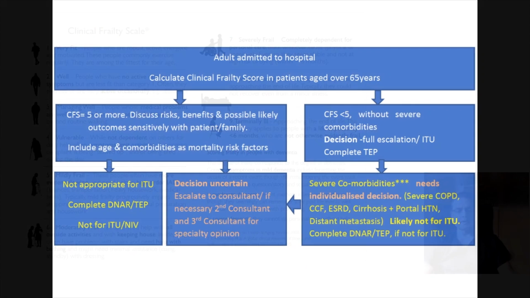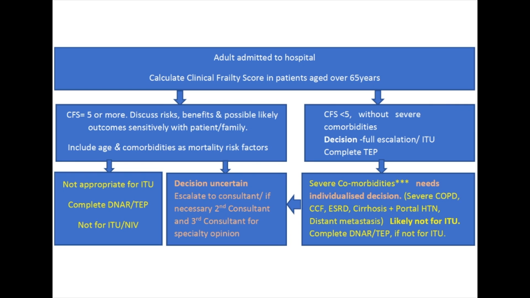So once the frailty score is calculated, then you should look at the comorbidities of these patients. Severe comorbidities like severe COPD, congestive cardiac failure, hypertension, diabetes, cirrhosis of the liver with portal hypertension, end-stage kidney disease or metastatic disease will all affect the outcome of these patients with COVID disease.